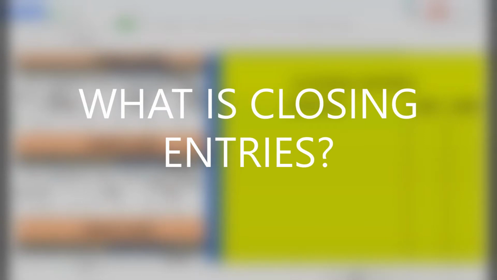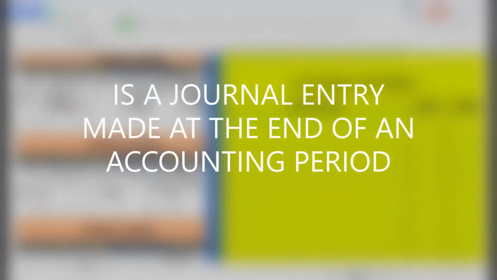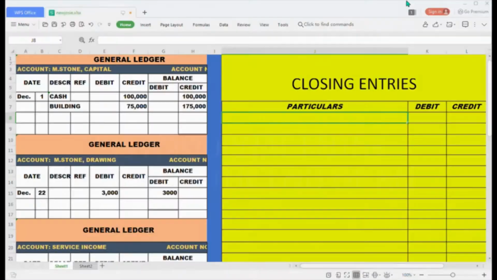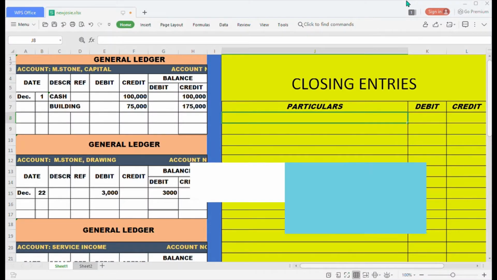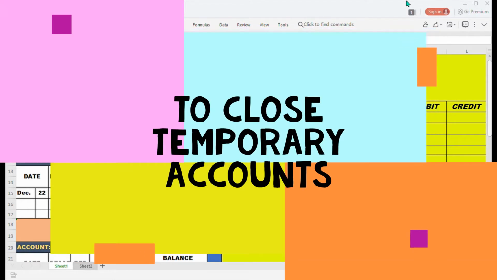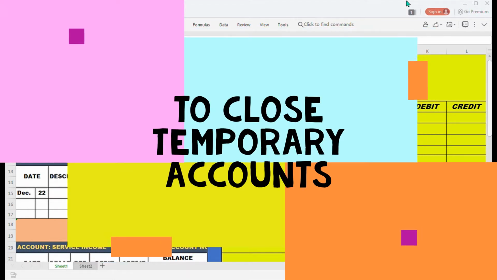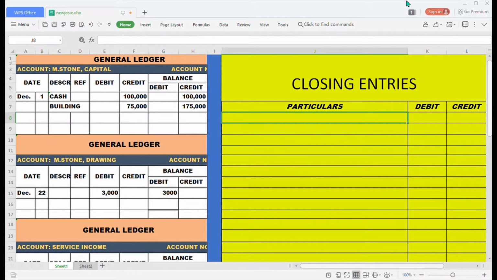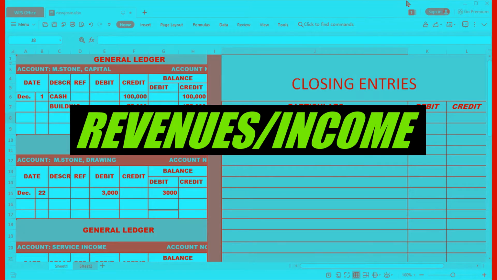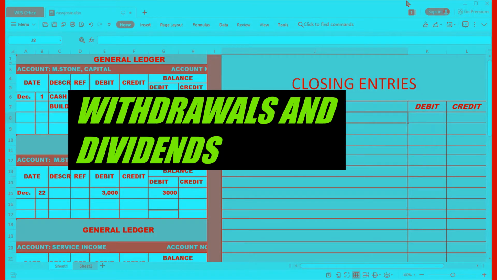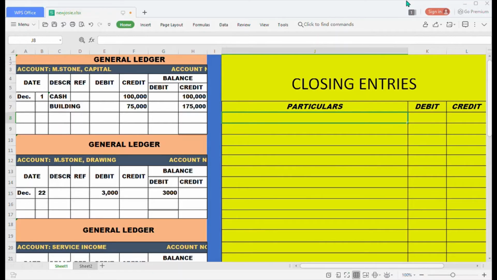Okay, so what is closing entries? This is a journal entries made at the end of an accounting period. So what is the purpose of closing entries? Purpose of closing entries is to close the accounts in preparation for the next accounting period, and temporary or nominal accounts are closed. When we say temporary, these are the revenues, expenses, withdrawals, and dividends. So these are temporary or nominal accounts. We shall close them. Okay?